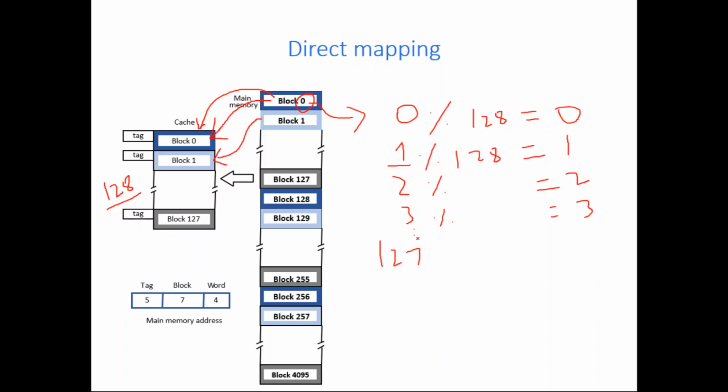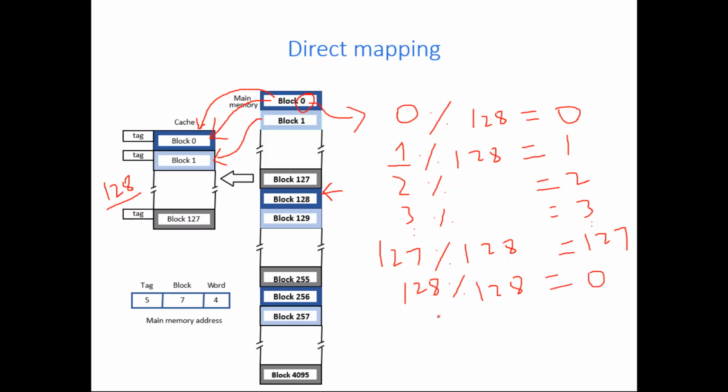This process will continue up to 127. Block 127 of main memory will go to which block of cache memory? 127 modulo 128 is again 127. It will just go to the 127th block of the cache memory. Okay, right? Now the next cycle starts. Block 128 of main memory, where will it go? 128 modulo 128 is what? 0. This will also go to block 0.